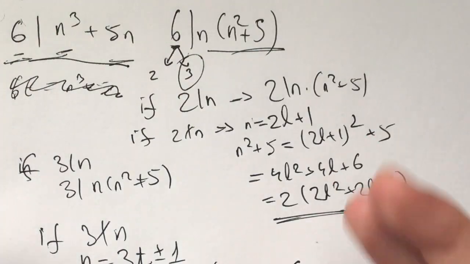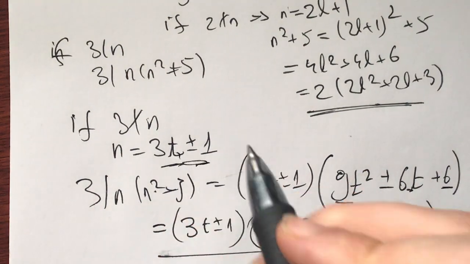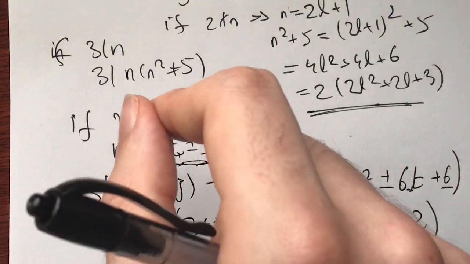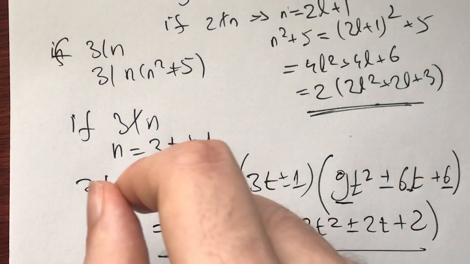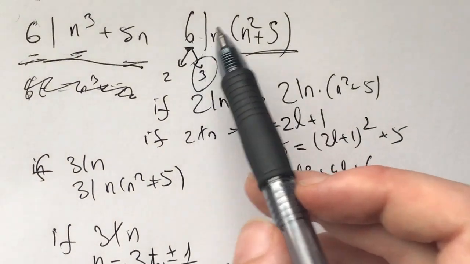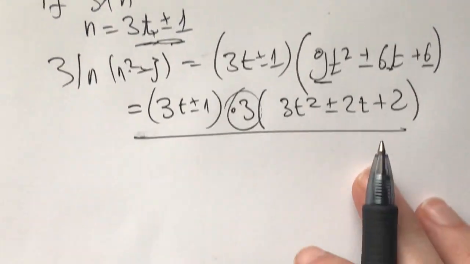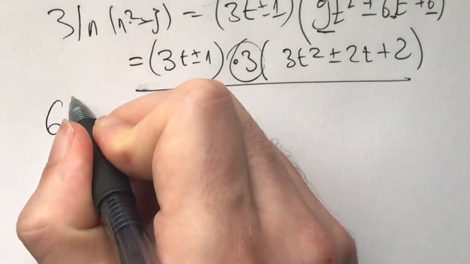This is one way of doing it, looking at cases. Another way of doing it, and here's what actually we've been looking at, is the possible remainders when divided by 3 or divided by 2. And we showed that no matter what the remainder, the whole number will be divisible by 6. Now there's a different way of solving this.